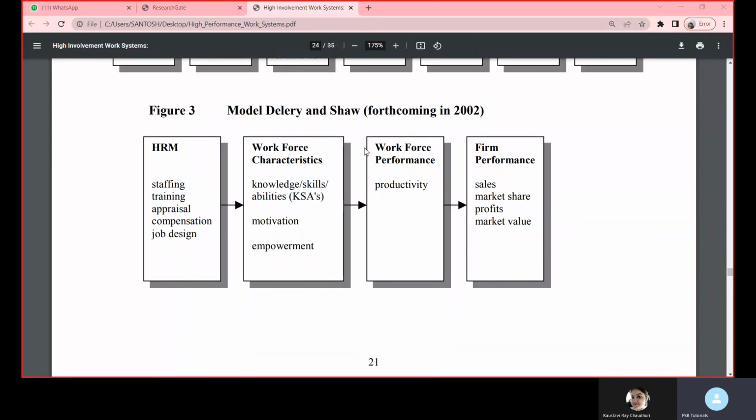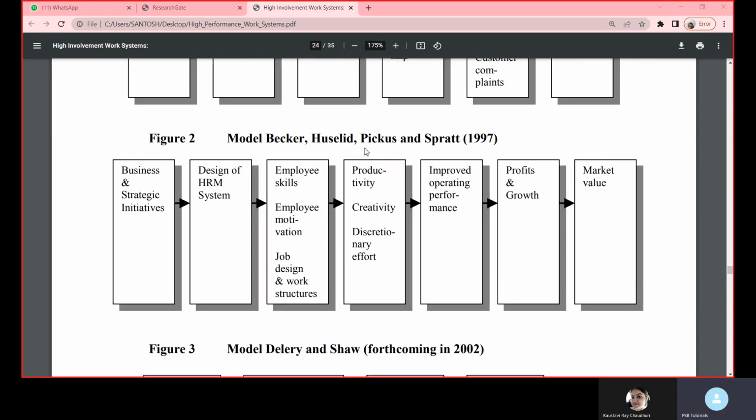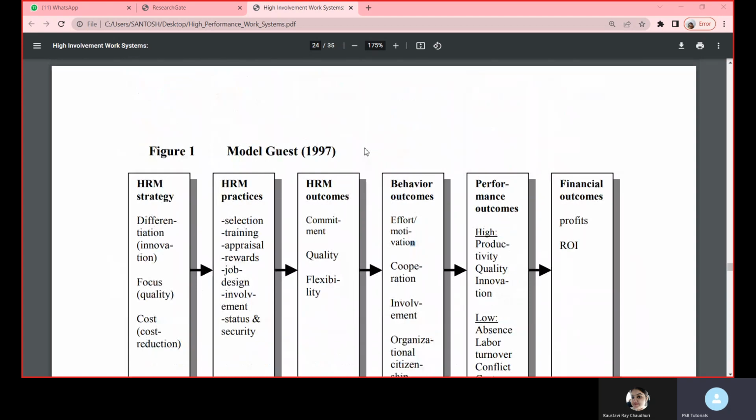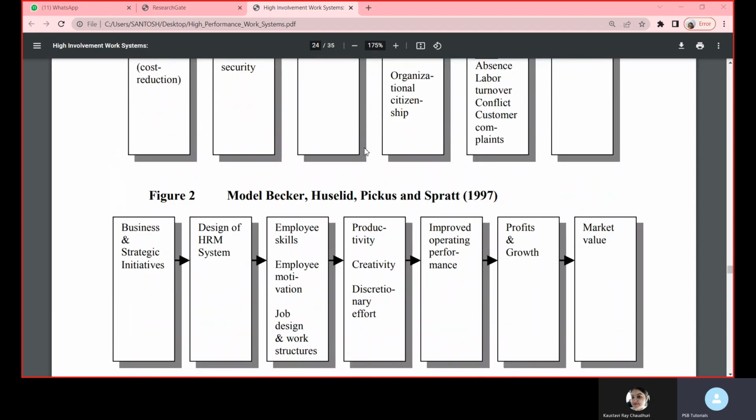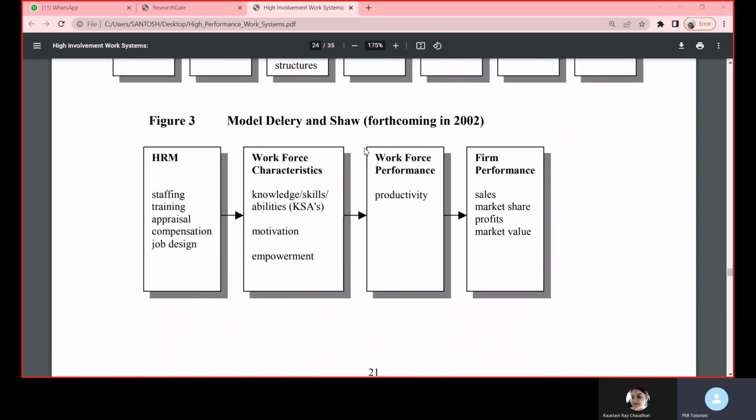This is definitely the recent one, whereas the traditional model of strategic HRM was discussed by Guest and then Baker, Hazlitt, Pickers and Spratt. And the third model is definitely one of the newer versions that are coming. So he focused on human resource management and workforce characteristics. According to this model, Delery and Shaw, forthcoming in 2002, it was way back in 2002.